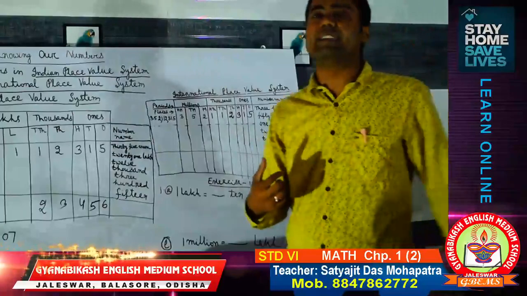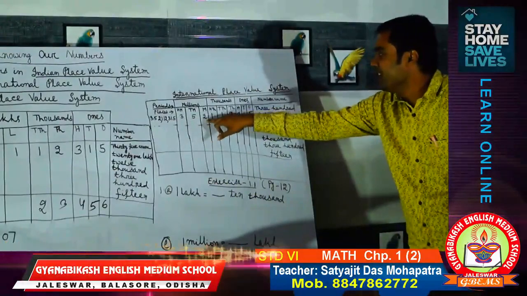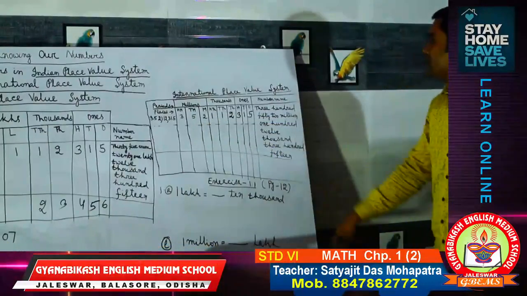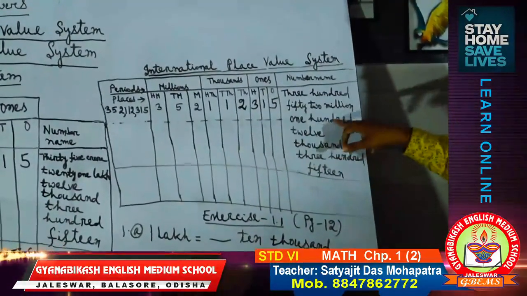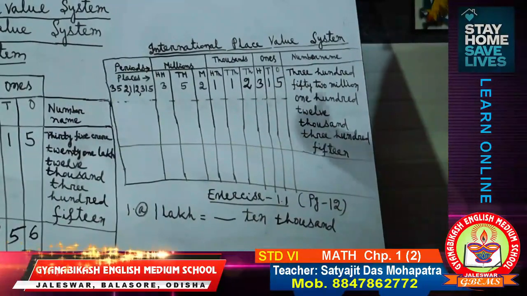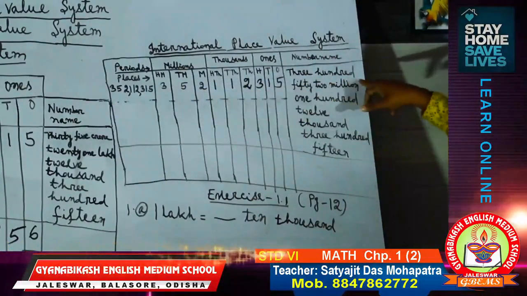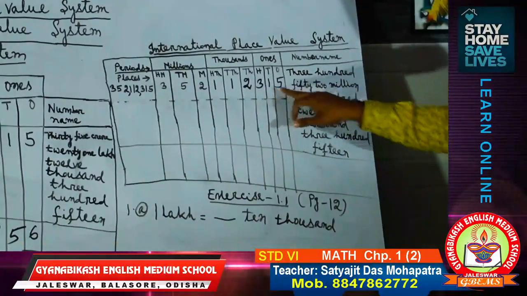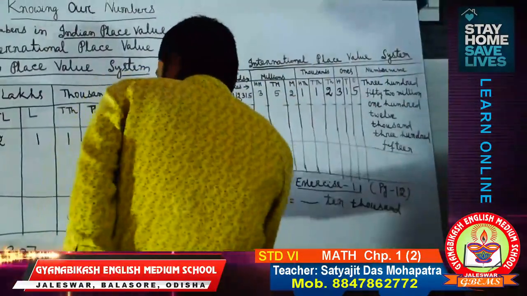So how should you write it in the number name? Here see, 352 million, then after that 112,000, and 315. Again I am telling that one: this is 352 million, 112,000, 315.